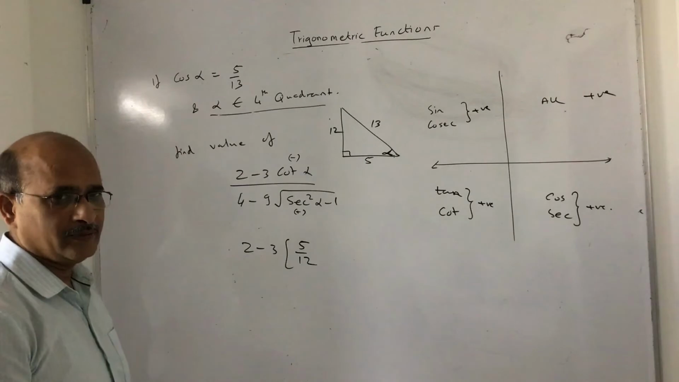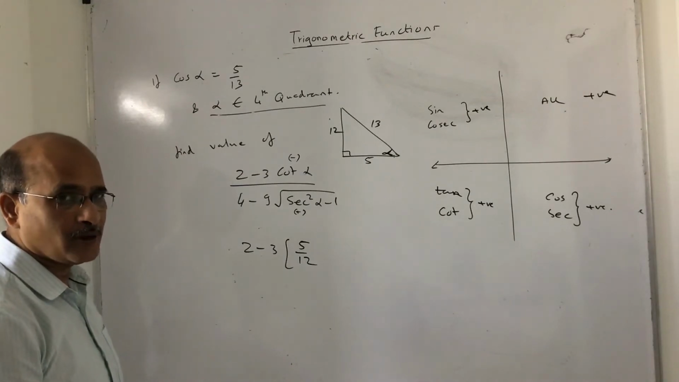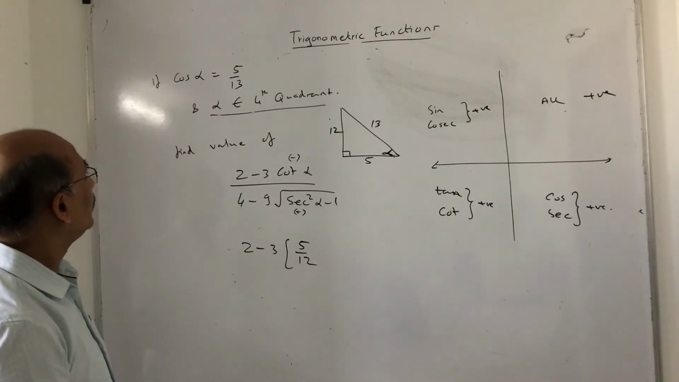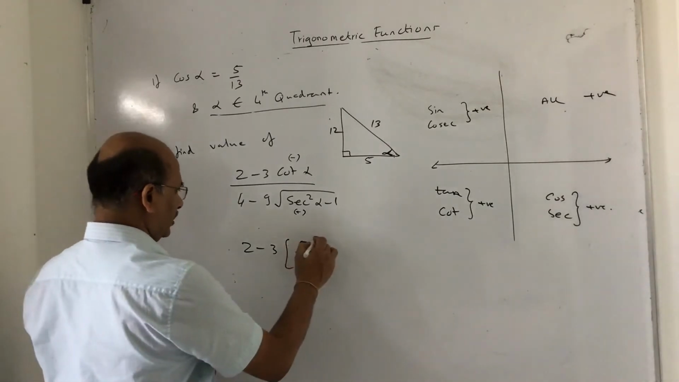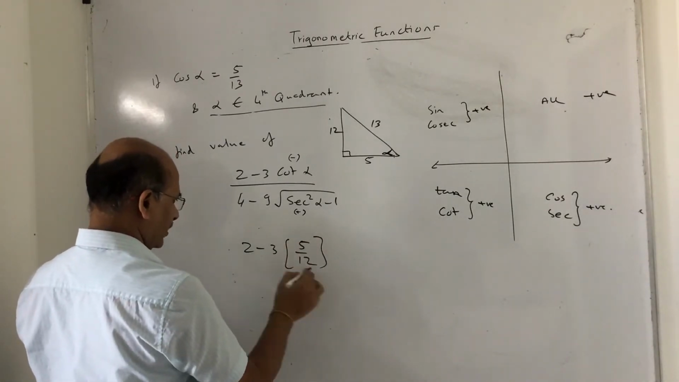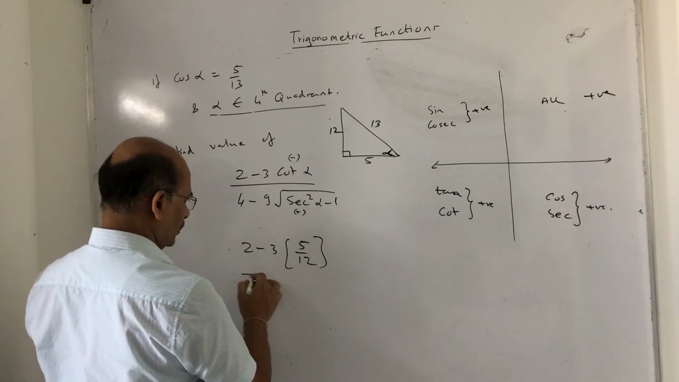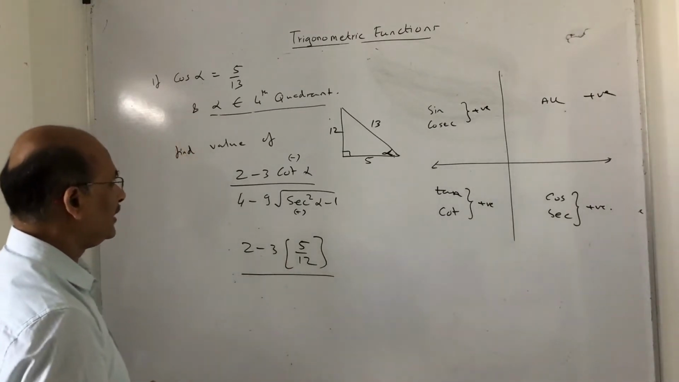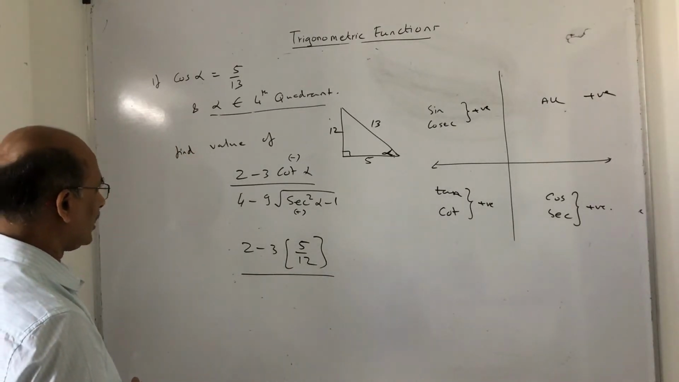Or is it 12 upon 5? 12 upon 5 or 5 upon 12? 5 upon 12. Okay, cos. Okay, 5 upon 12. Now finally, what happens over here? Upon. Now let us see quickly what happens.